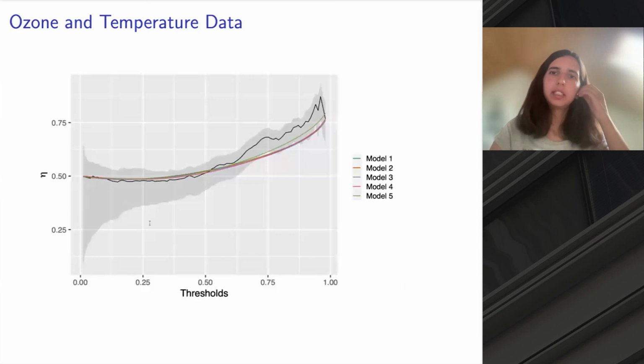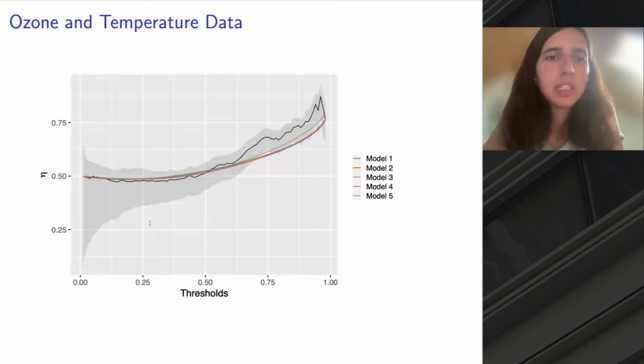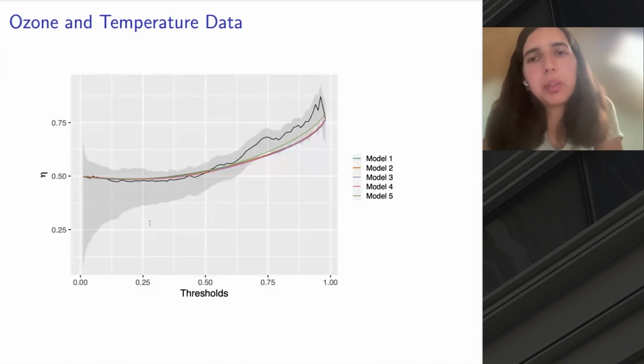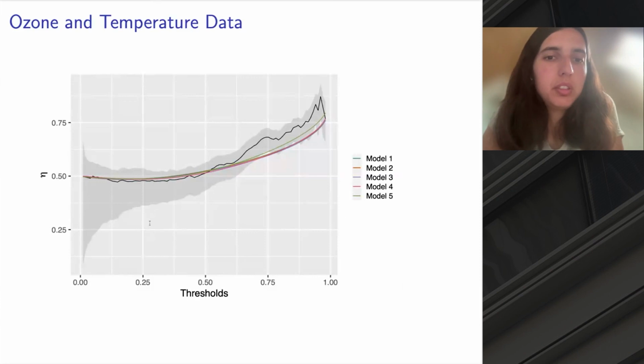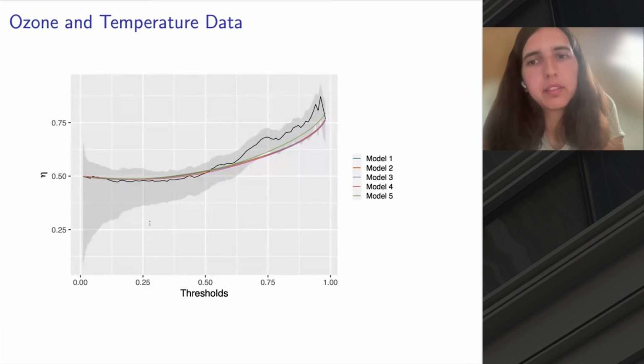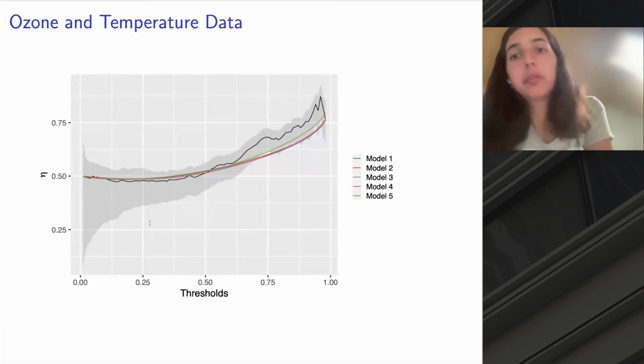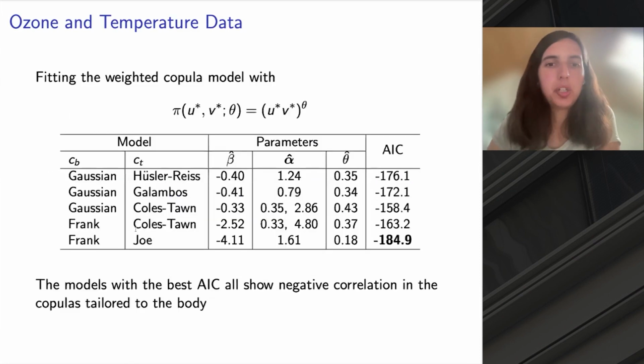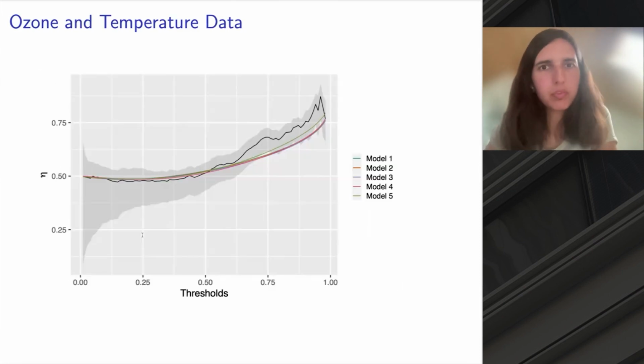We plotted again the eta plot for the thresholds going from 0 to 1, and we can see that the fit in the body, compared with the empirical, had a clear improvement. So they seem to be doing better, and this is because the negative correlation is mirrored, but the fit in the tail is still poor, and the best one is model 5, which is the one that has the Joe copula as a component.